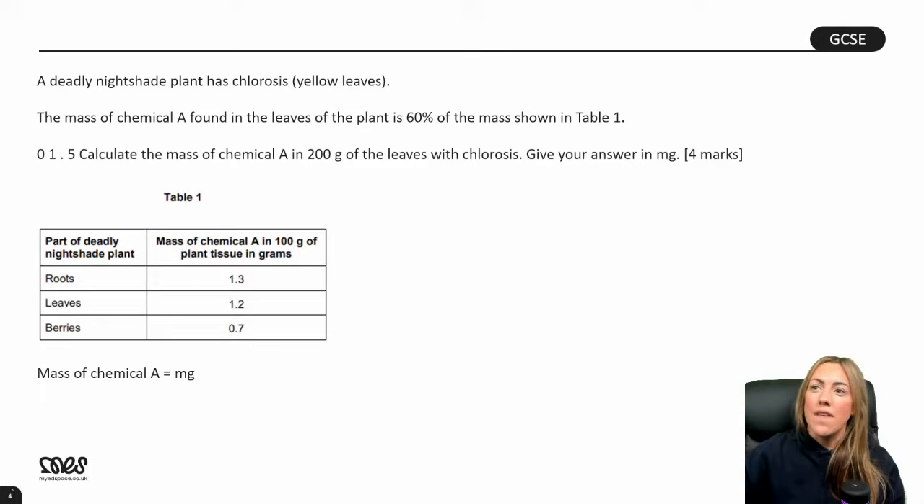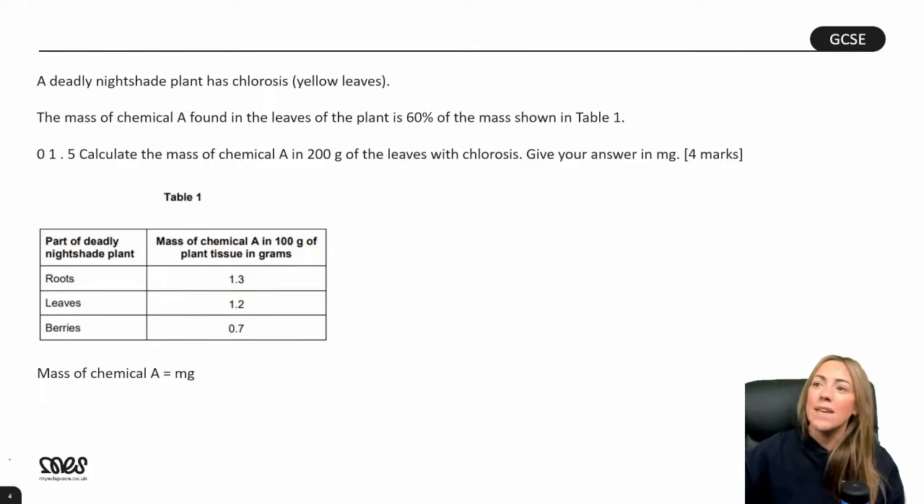Okay, maths question then. The deadly nightshade plant has chlorosis, yellowing leaves. The mass of chemical A found in the leaves of the plant is 60% of the mass shown in table 1. We need to calculate the mass of chemical A in 200 grams of leaves with chlorosis, and we need to give our answers in milligrams. So we're going to get 4 marks for doing this question. So it's quite a lot.